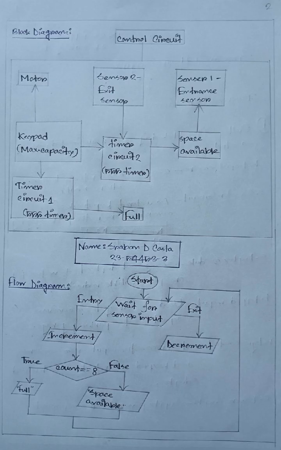Based on the count, the system controls two 7-segment displays. One shows full when the garage is at its maximum capacity, and the other shows space available and blinks when there is room. This flow ensures a logical and automated design-making process.